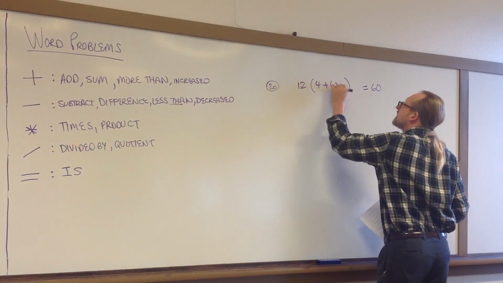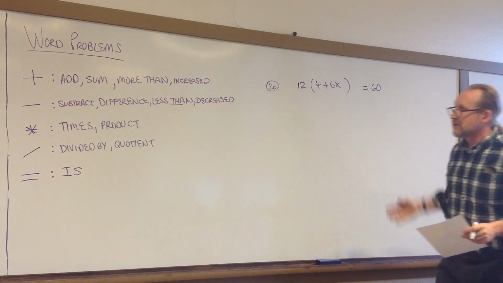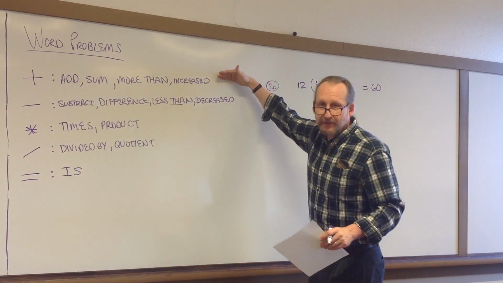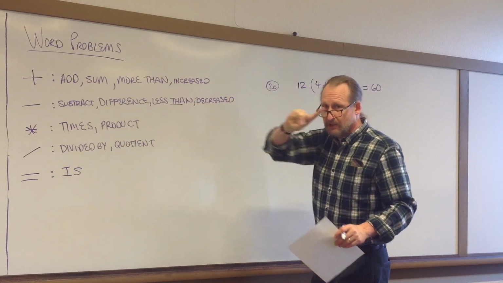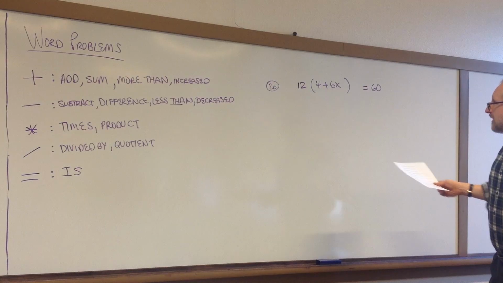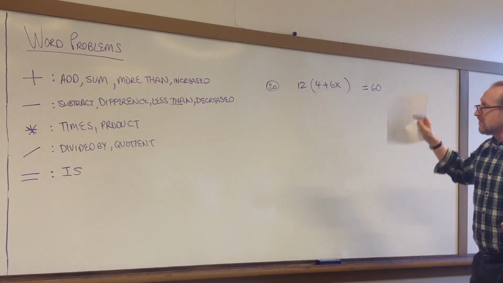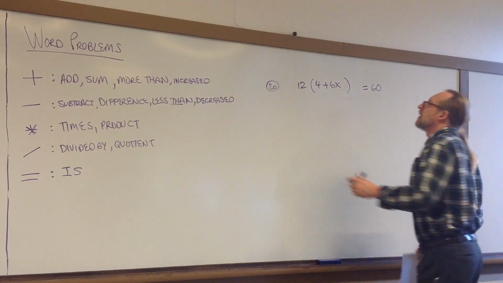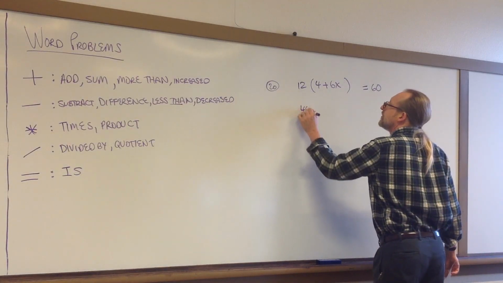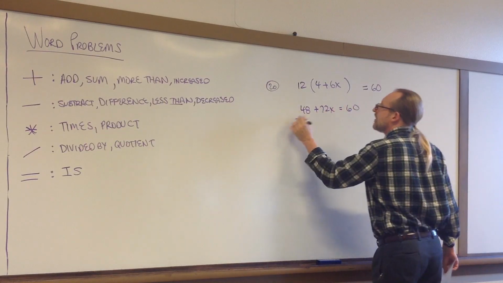4 more than 6 times a number. And you can write it 4 plus 6x or 6x plus 4, because it doesn't matter if you're adding, but in the subtraction, it does. Okay? All right, so there's problem 20. 12 times the quantity, 4 more than 6 times a number, is 60. So now we'll solve this. We'll distribute. 48 plus 72x is 60.